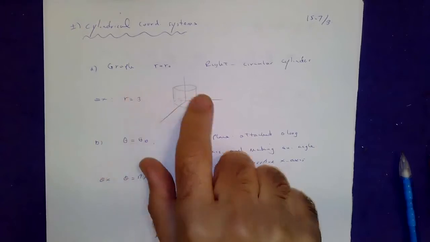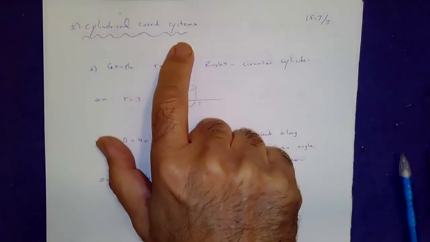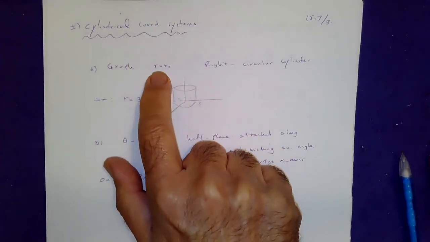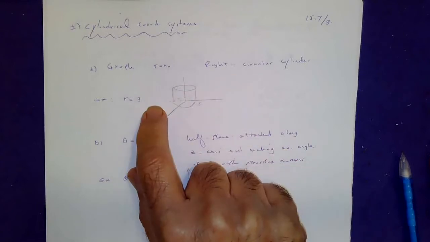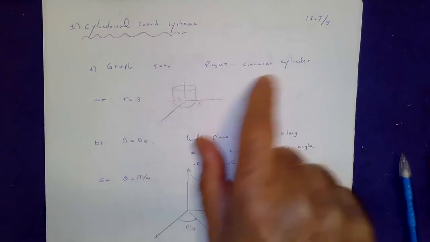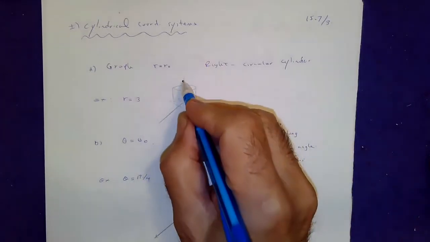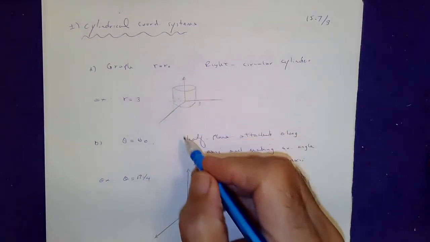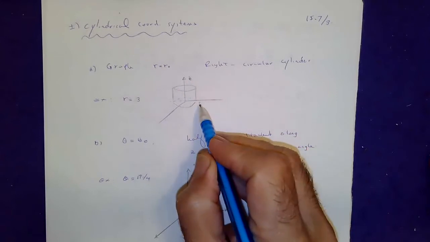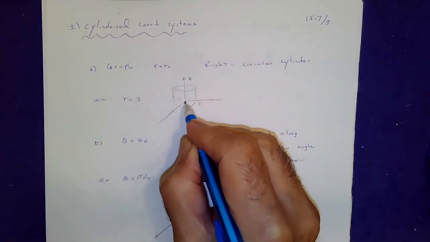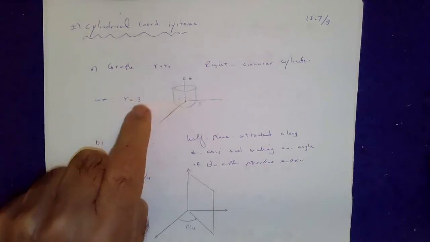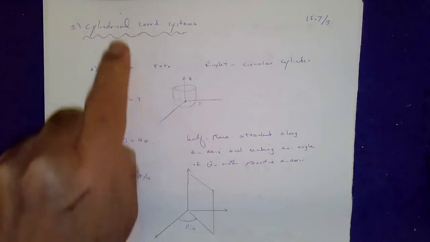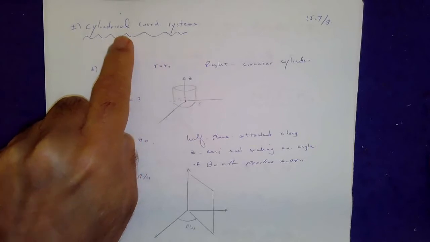Okay, how about the graphs? In cylindrical coordinates, if they ask you to graph r equal to a constant, like let's say r is equal to 3, the graph is not a circle, it's a cylinder, which opens up or stretches along the z-axis. And the radius is 3, and the center is at 0, 0, 0. That's the graph of r equal to constant in the cylindrical coordinate system.